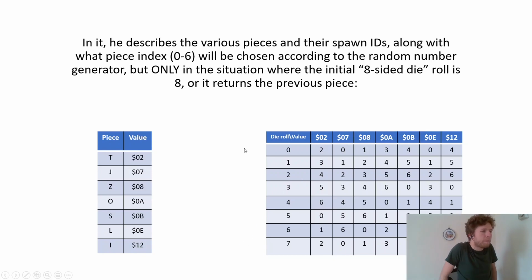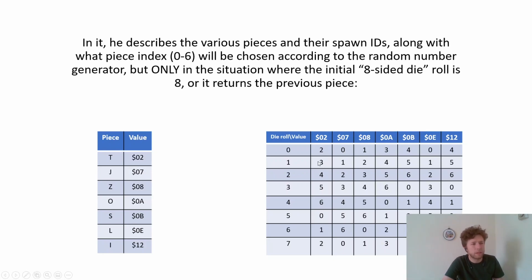So basically, say that I had a T piece just now, then when we roll our 8-sided die, if the value is 0, it would stay on the T piece, because it will take your existing piece and then add on some number between 0 and 7. So if I had a T piece and I rolled a 0, I would remain on the T piece. If I had a T and rolled a 1, I would go to 3.